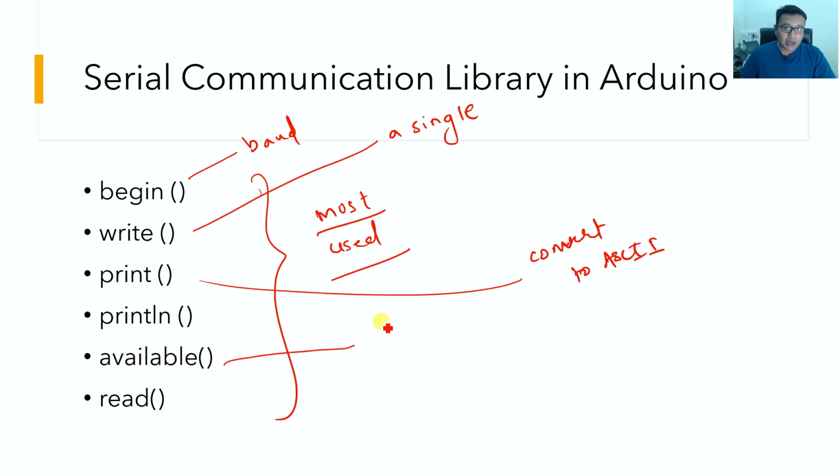Serial.available is used to check if there is some data coming on the serial port for reception, and Serial.read is used to read that data. Now, without spending much time over here, let's try to understand the program in action.